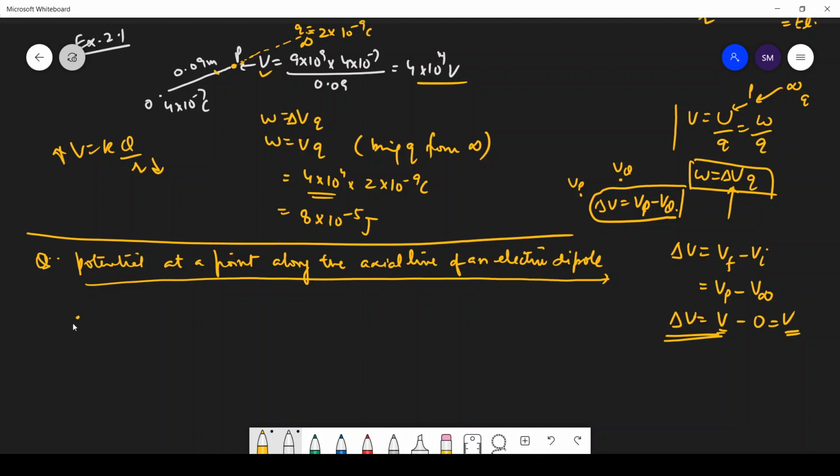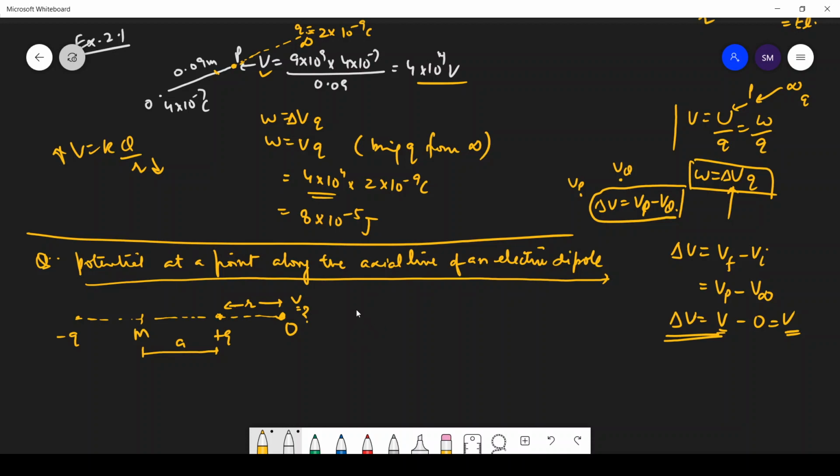We have to find the potential. So this is minus Q and this is plus Q, and this is the axial line, and this is the point, suppose this is the midpoint O, and this is point P where we are supposed to find the potential, or you can take it as O also. So what's the benefit if I am taking it as O? The advantage is that I can take this distance as A and this distance as R.